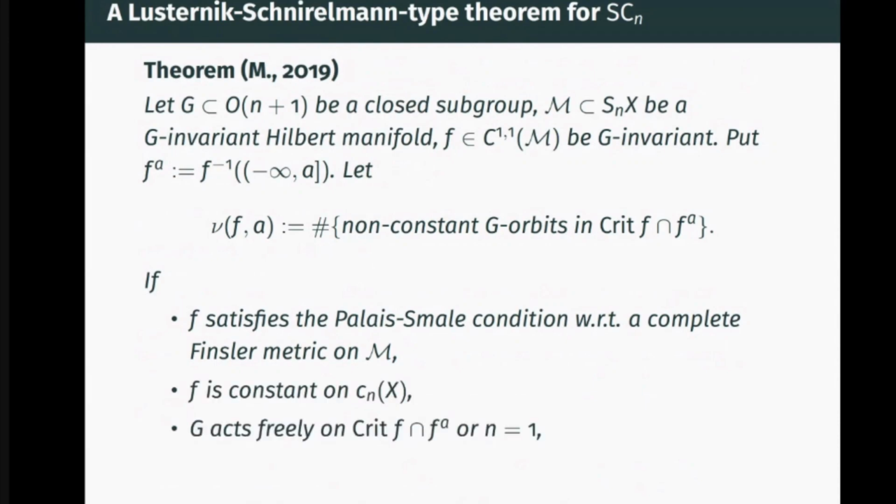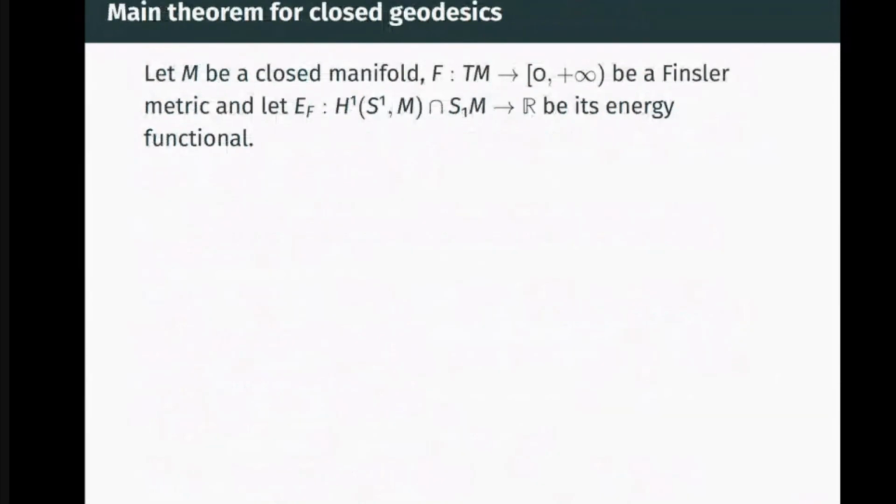So we can get some counting of G orbits of G-invariant functions on Hilbert manifolds inside these sphere spaces. And this is the crucial thing here: the spherical complexity of a sublevel set A is a lower bound for the number of G orbits of this function f inside the sublevel set, plus 1. This additional plus 1 is the contribution of the constant maps that we had before. I'll just quickly go through this, and then I go to the closed geodesics.